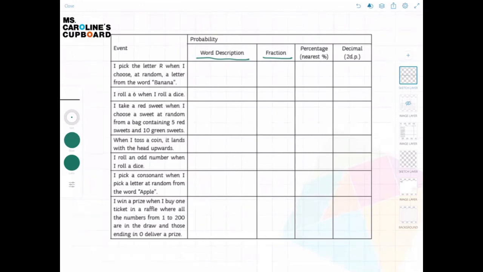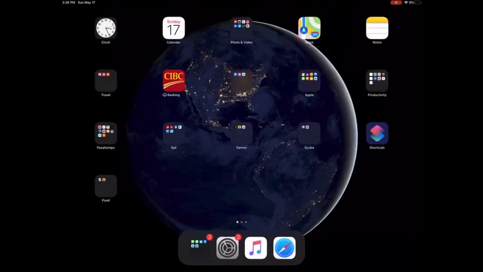When you're done, girls, you can either send this as a document or you can take a picture of it and send it to us. You could even draw out this grid on your paper and take a picture of it. All right, girls, good luck.